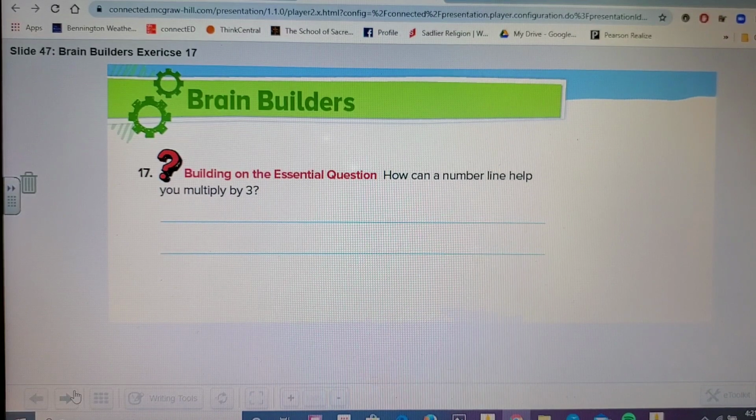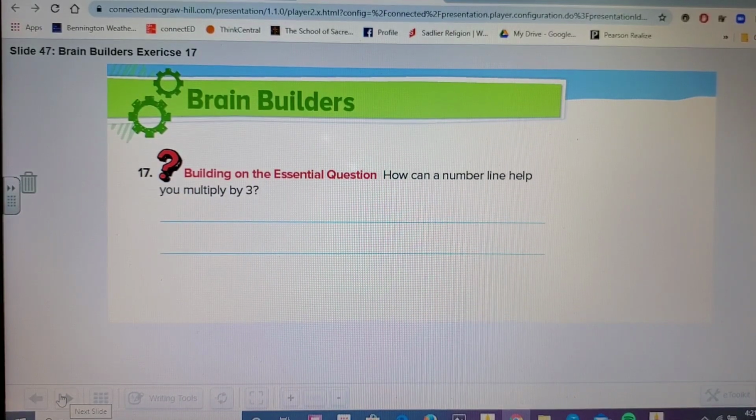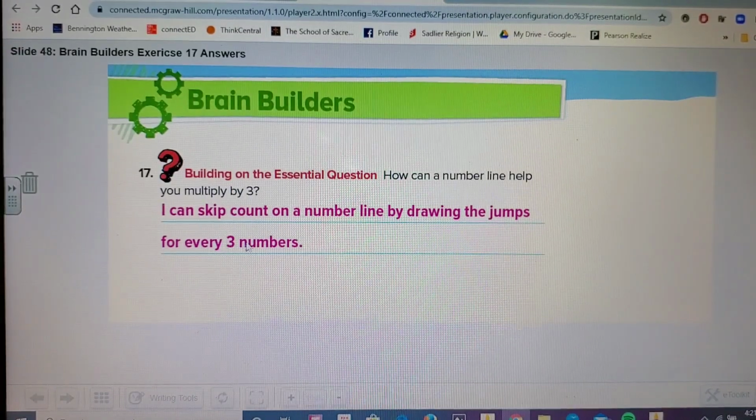How can a number line help you multiply by 3? Think about that for a minute. How could a number line help you multiply by any number, really? You can skip count on the number line by drawing the jumps for every 3 numbers.